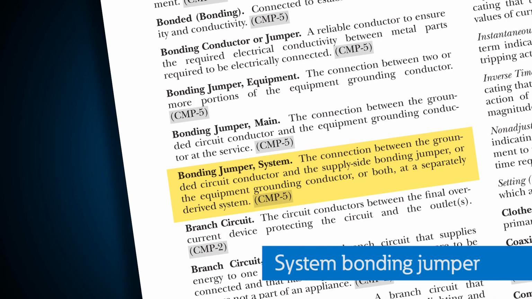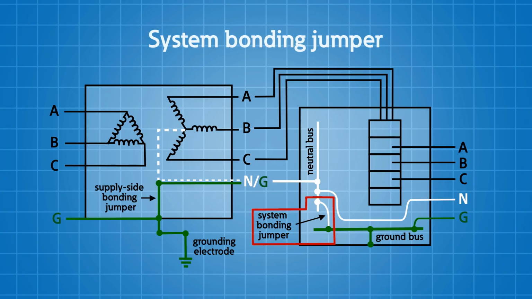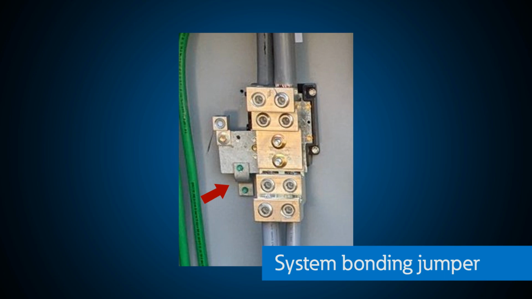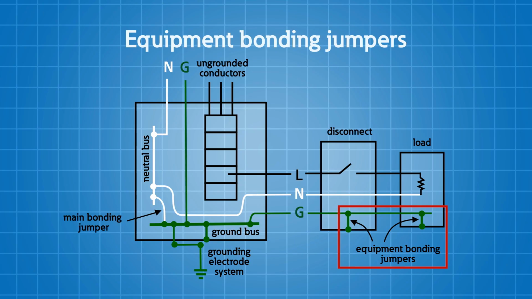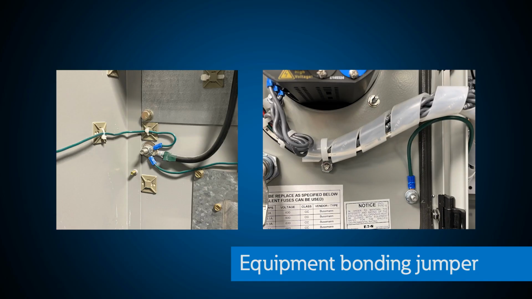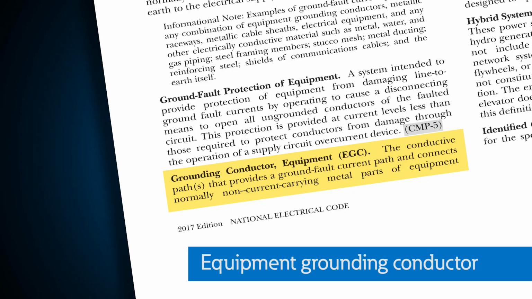All right, so let's talk about the system bonding jumper. This is the connection between the grounded circuit conductor and the supply side bonding jumper. So we have a grounded circuit conductor out there, we have a system ground where we're establishing our ground, and we're going to need to bond those two together, and that's what this is all about. Your equipment bonding jumpers are your connections between 2 or more portions of the equipment grounding conductors. We have to make sure that we bond everything together, and anytime we put jumpers in between your equipment grounding conductor and any of the steel that needs to be bonded, those are your bonding jumpers.